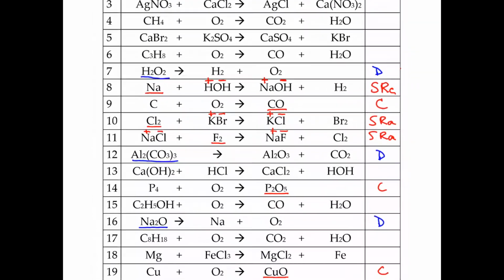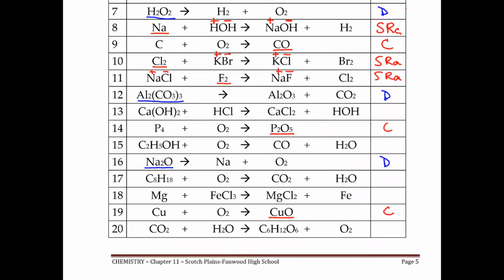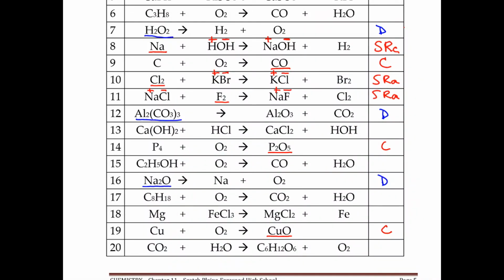We'll move down the paper, see if there are any other single replacements. And we see number 18. Number 18 is an element by itself, which is magnesium, with a plus minus compound, FeCl3. The Mg wants to be plus 2, so it kicks out the other plus. It goes with the minus, and the Fe is left by itself. So this is single replacement. Since a plus kicked out a plus, it's cationic.